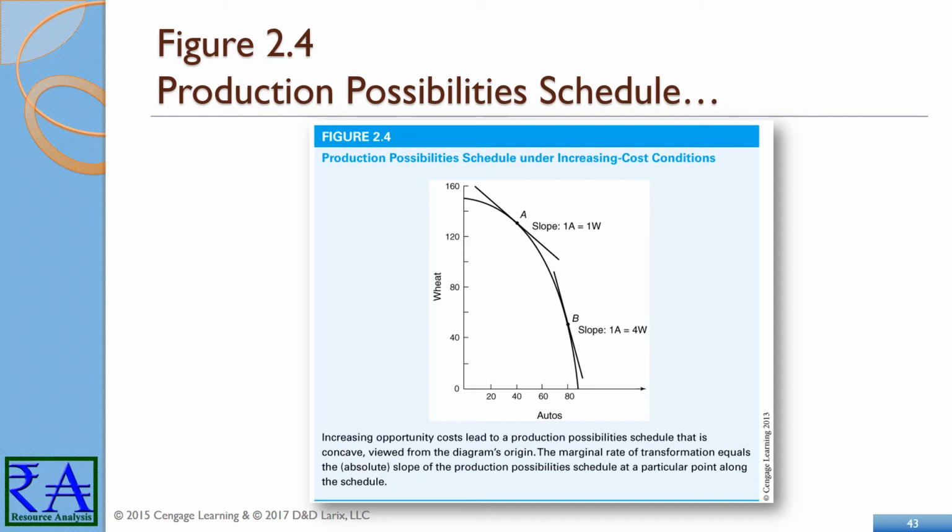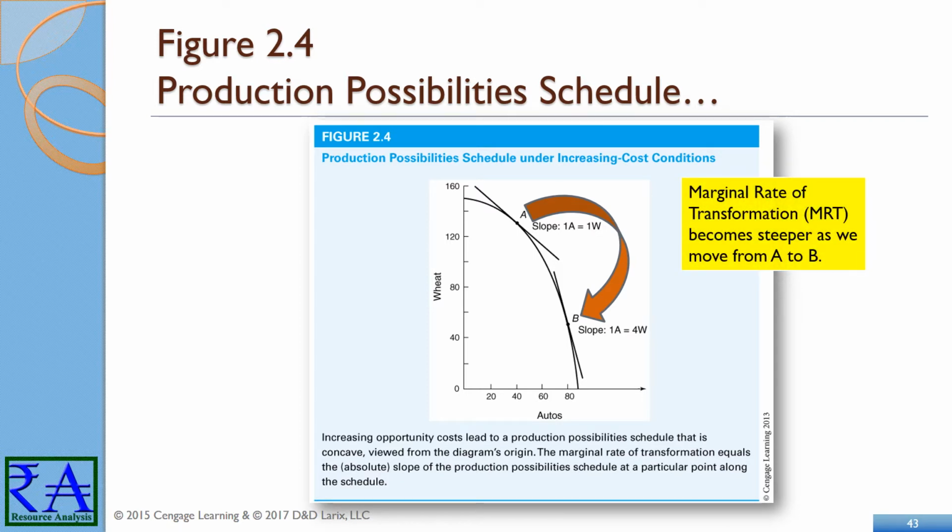On this diagram, the movement from A to B shows that the production trade-off between automobiles and wheat is not a straight line, with equal trade-offs. The differential makes the opportunity cost of producing autos more expensive in terms of wheat foregone for auto production. This is shown by the marginal rate of transformation becoming steeper as we move along the production possibilities curve from A to B.